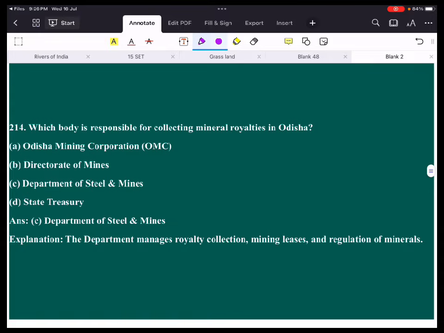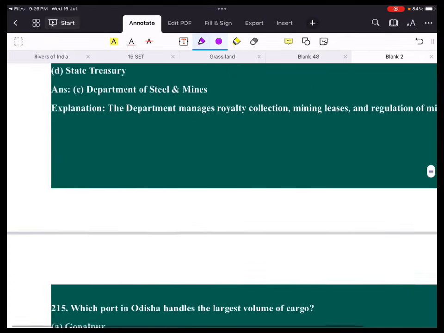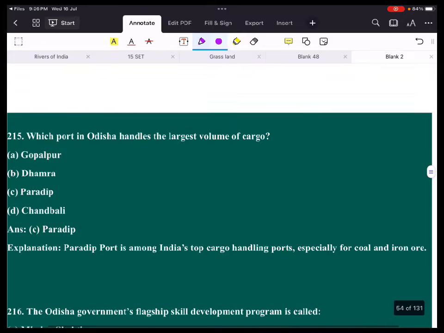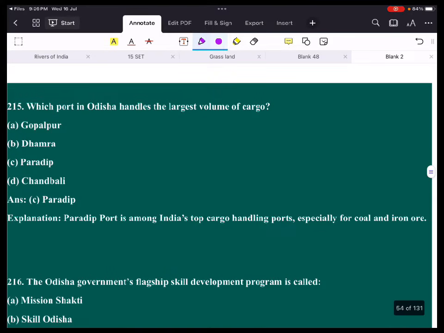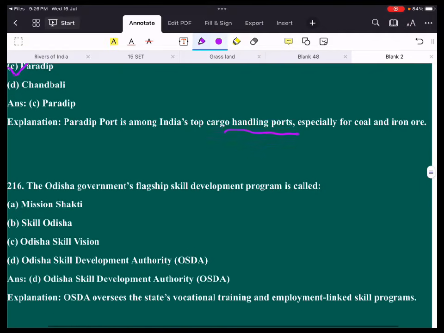Which body is responsible for collecting mineral royalties in Odisha? That is Department of Steel and Mines. Option C. Which port in Odisha handle the largest volume of cargo? That is option C. Paradip Port. Paradip Port is among India's top cargo handling port, especially for coal and iron ore.